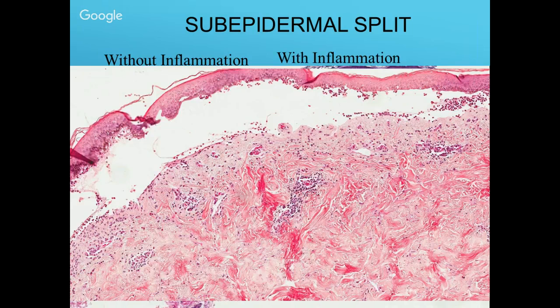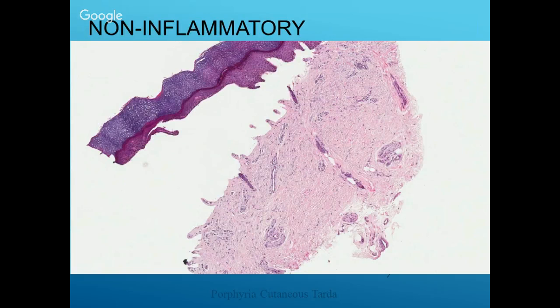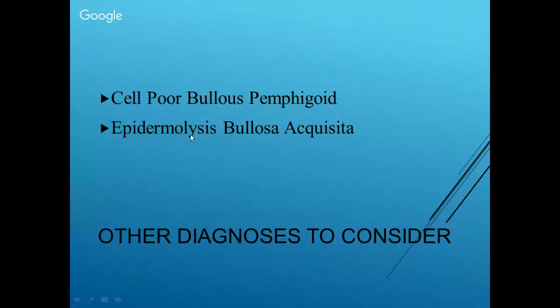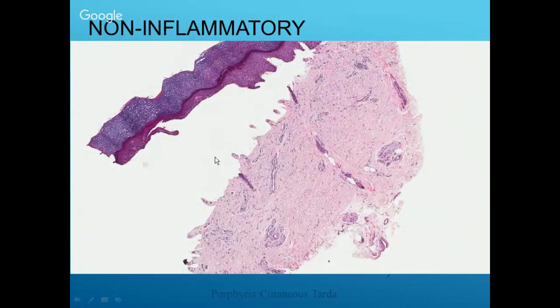So, and this is subepidermal split with inflammation in the dermis actually. So non-inflammatory, what is your differential diagnosis? So like this is very classic porphyria cutanea tarda actually. So the first thing to think of is PCT actually.